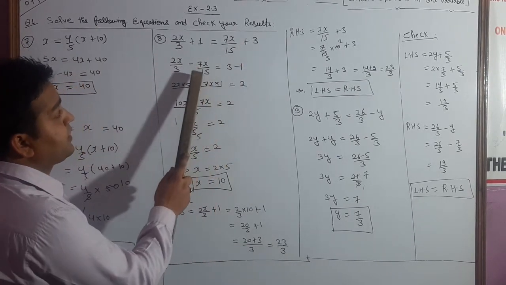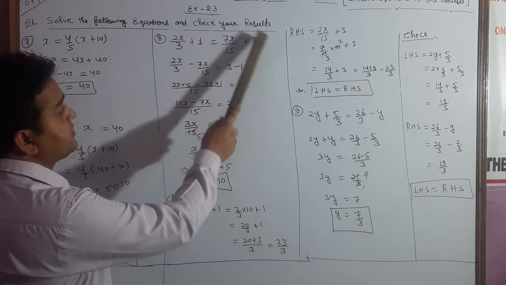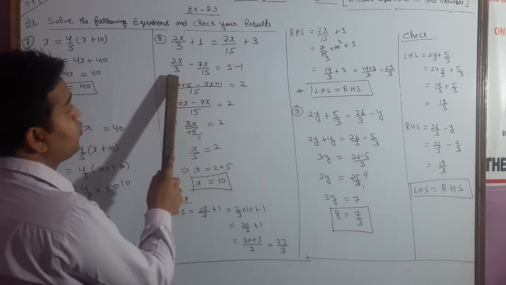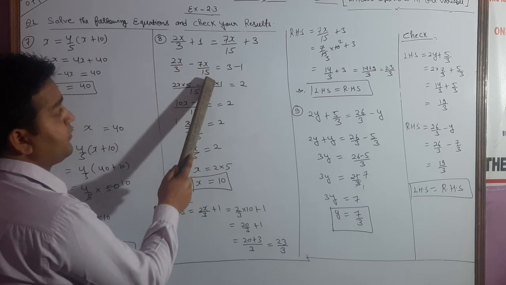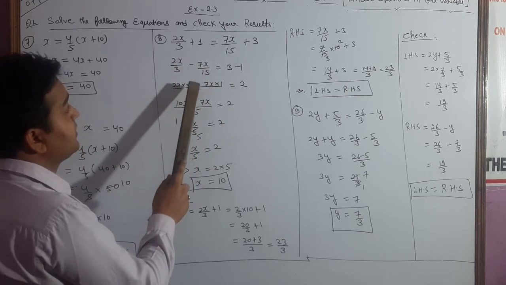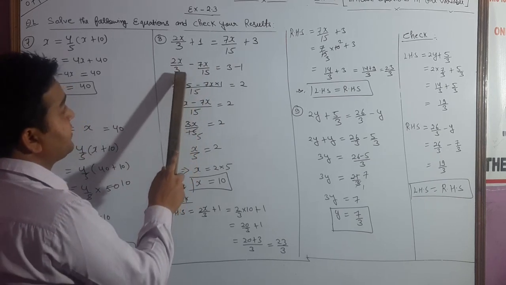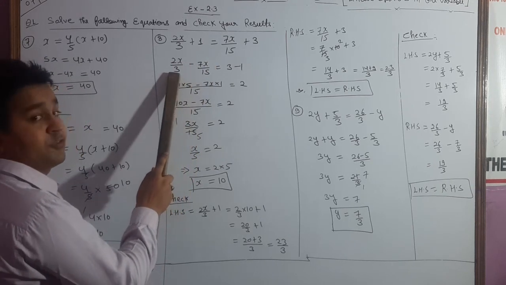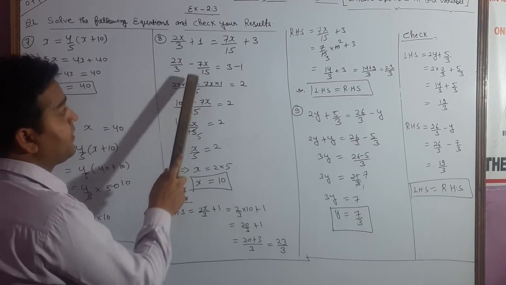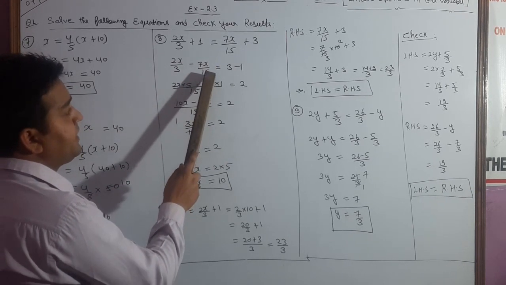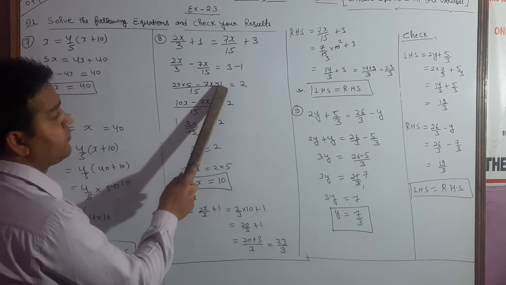7x upon 15 comes to this side here as minus, and this 1 goes to this side here as minus. Now 2x upon 3 minus 7x upon 15, take the LCM 15 here. Just 2x as it is. How many times does 3 go into 15? 5 times, so multiply by 5. 7x as it is. How many times does 15 go into 15? 1 time, just put 1 here.